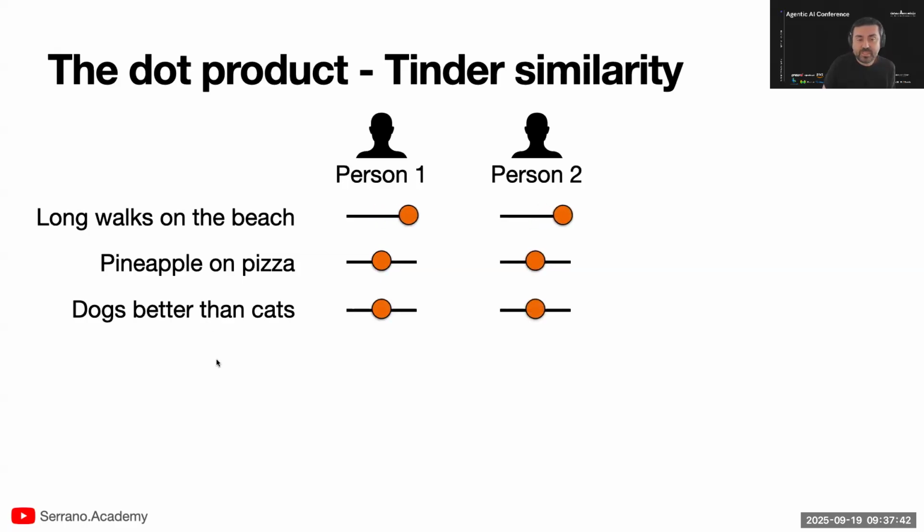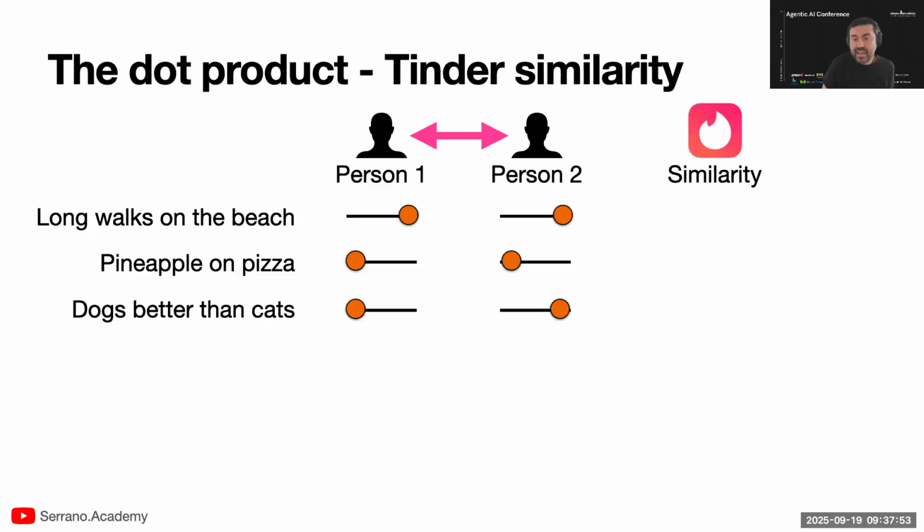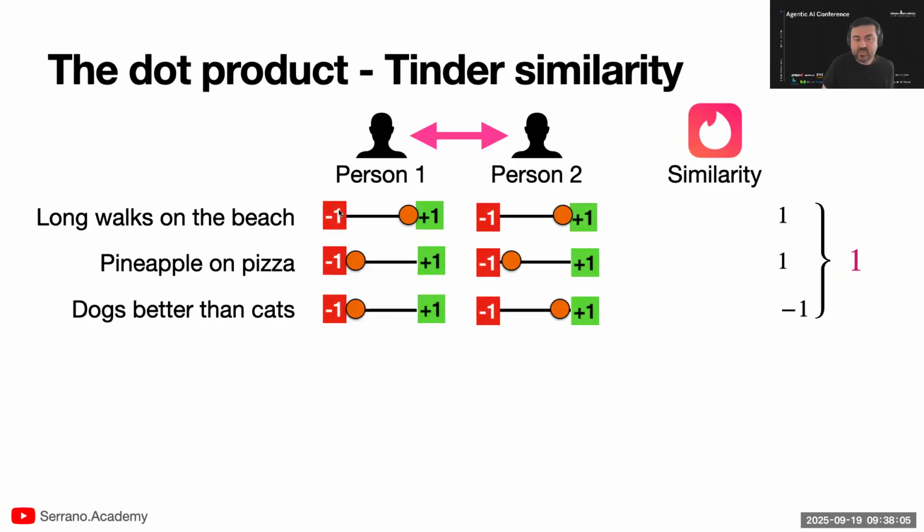So they both like long walks on the beach. They both don't like pineapple and pizza. Seems like these people are similar. And one thinks dogs are better than cats and the other one the opposite. So how similar are these people? Well, I would add 1 every time they match and subtract 1 every time they don't match. I add the 3 and I get, let's say, 1. I can also get the same thing by putting a -1 on the no and a 1 on the yes and multiplying them. Because 1 times 1 is 1, and -1 times -1 is 1.